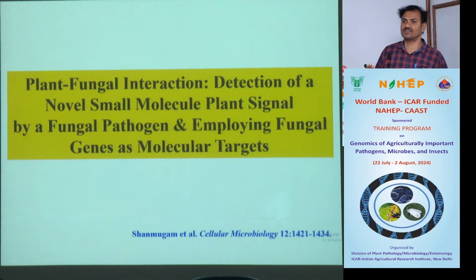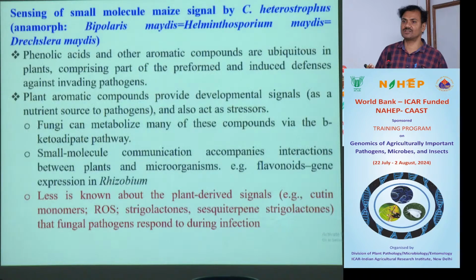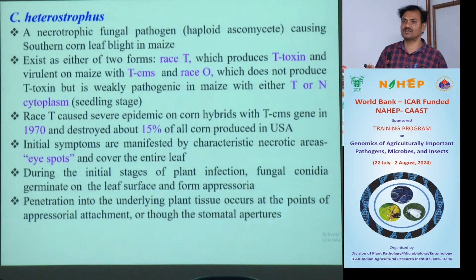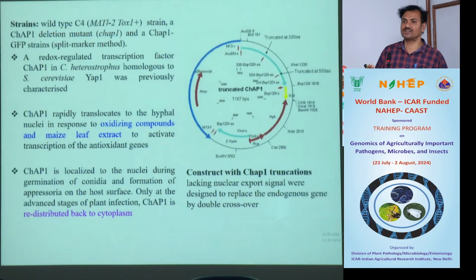One more work I would like to highlight, very briefly, is southern corn blight in maize. There are two pathogen races. One is race T, which is able to produce T toxin. The T toxin is highly virulent on maize lines having TMS, that is, cytoplasmic male sterility. The other is race O, which does not produce toxin and is pathogenic on both T and N lines.